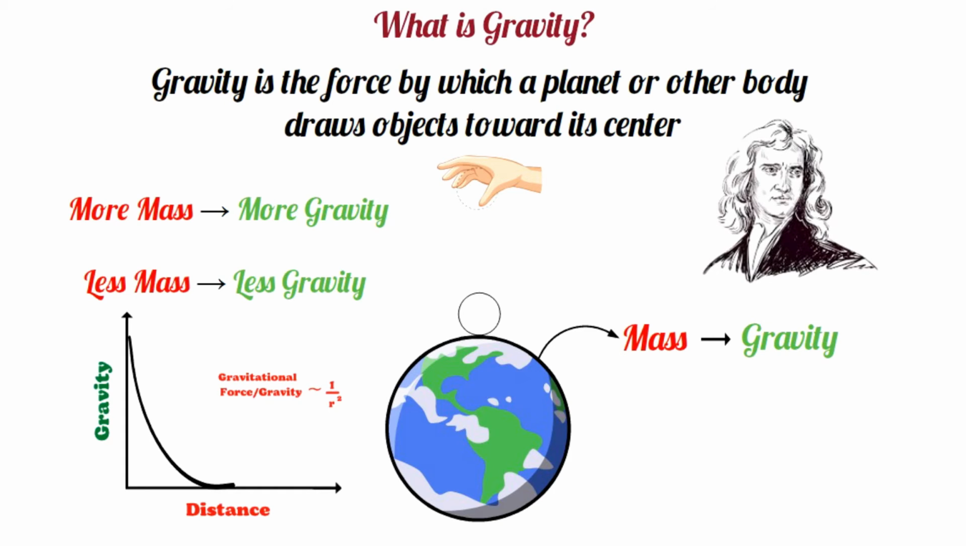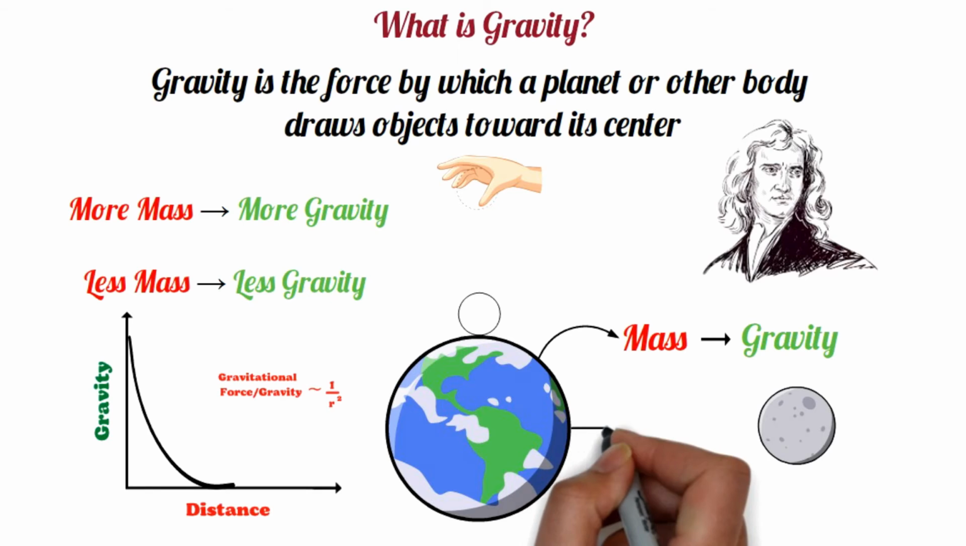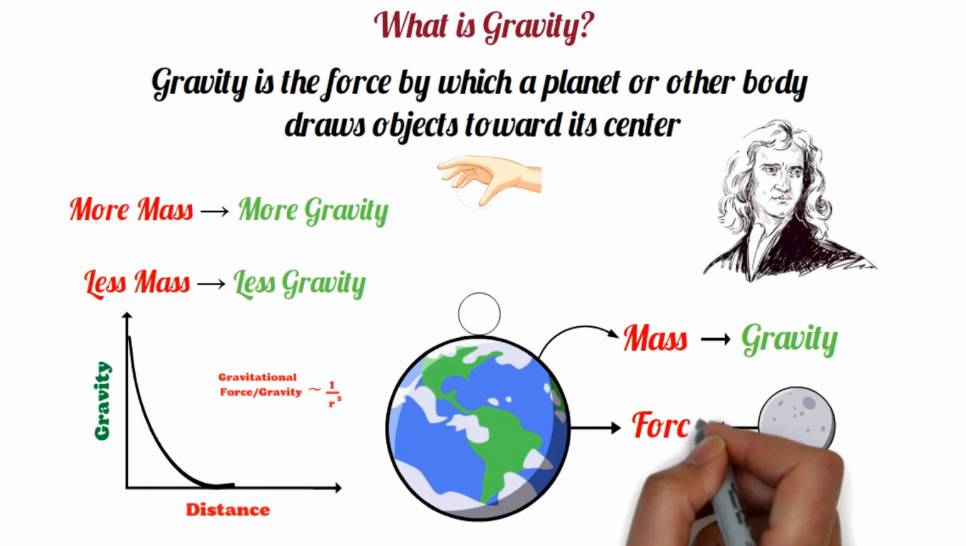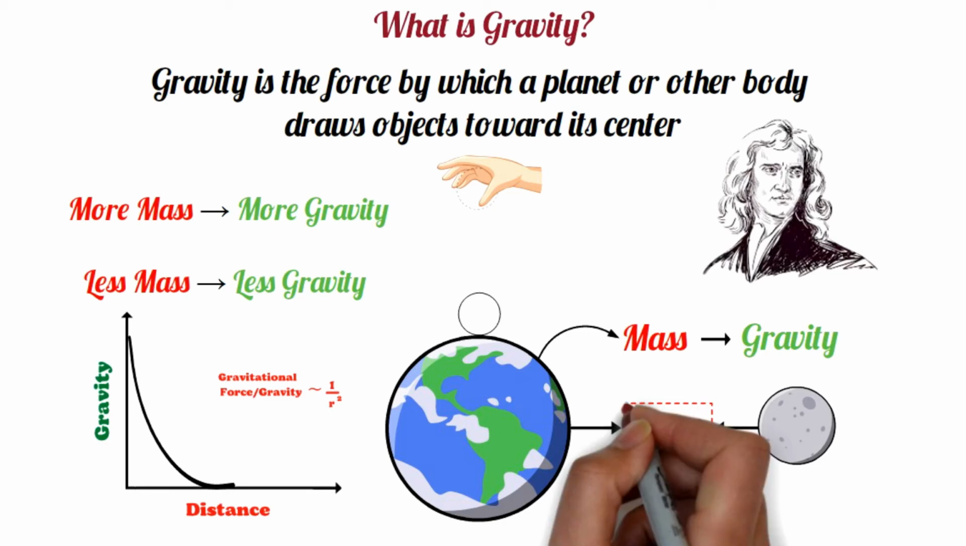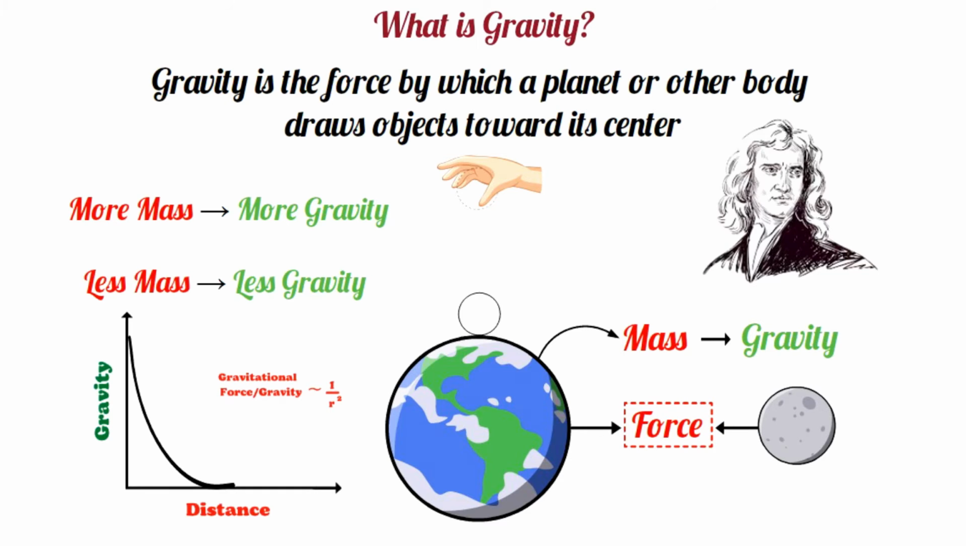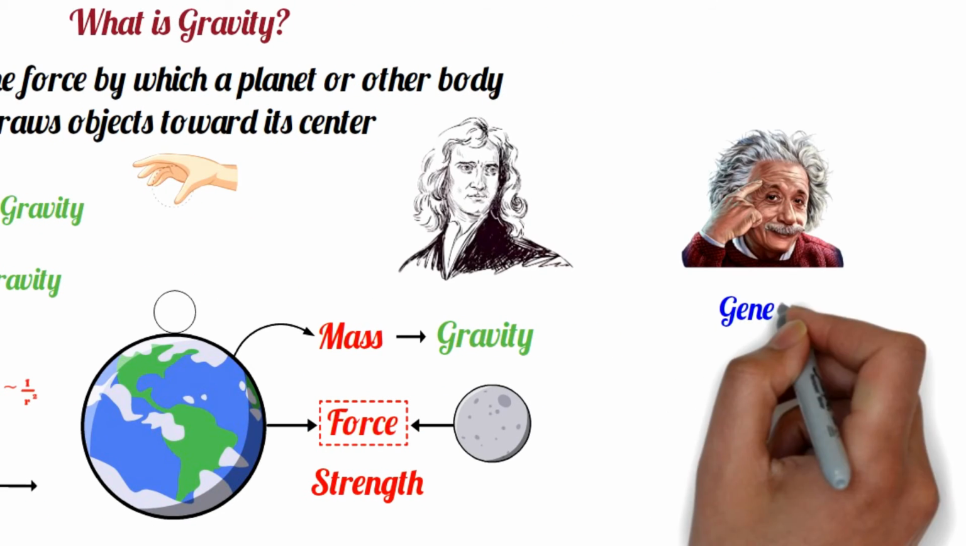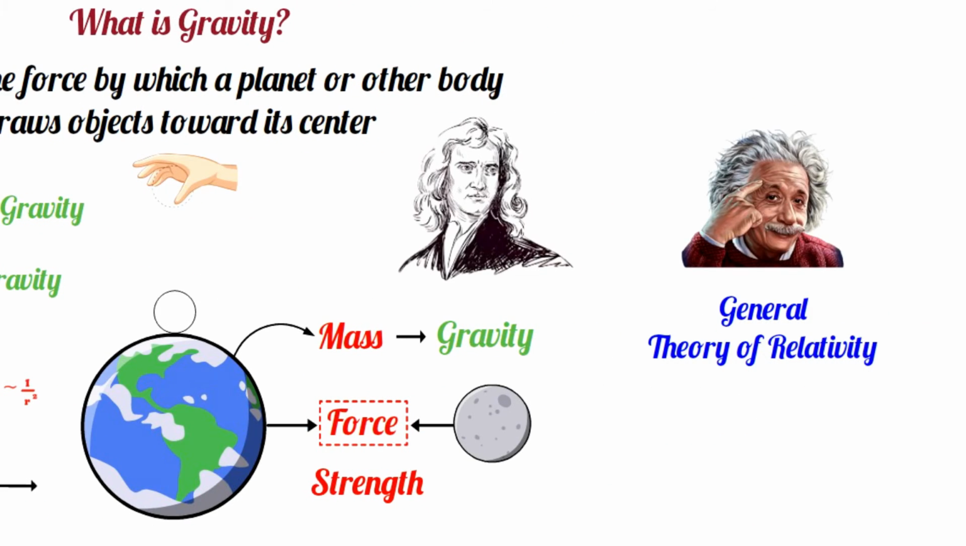Newton clearly stated that any two objects in this universe attract each other with a certain amount of force, but he could not explain what caused this attractive force. That is, he told us about the strength of gravity, but he never found the source of gravity. This concept was fulfilled by Einstein's general theory of relativity.